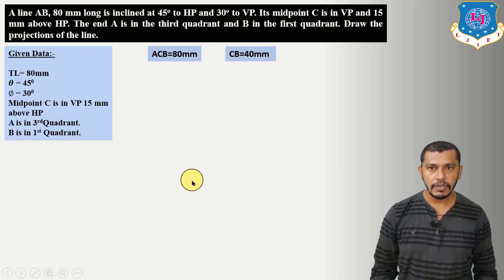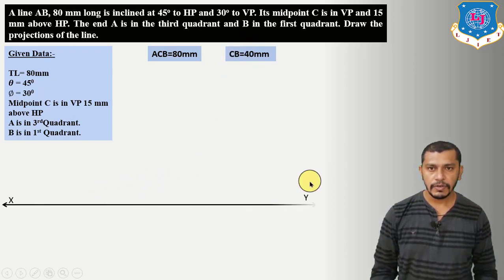So in this question, first of all we will find the locus of C and B, and after that we will find the locus of A. Right now we will consider the length of the line as 40 mm and draw the locus of C and B only. So let's start. First of all draw the XY reference line. Now mark the plan and elevation of point C.